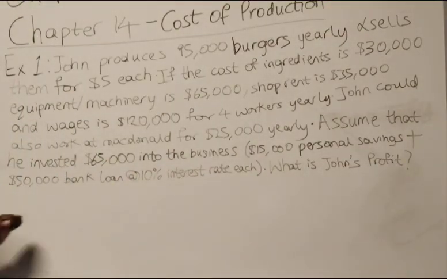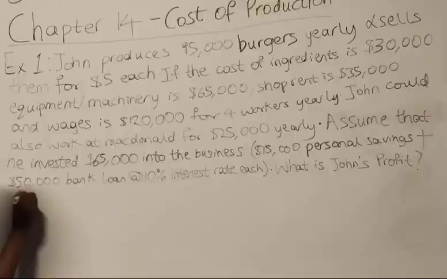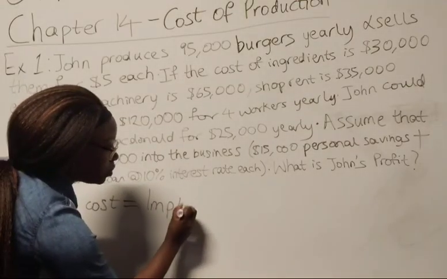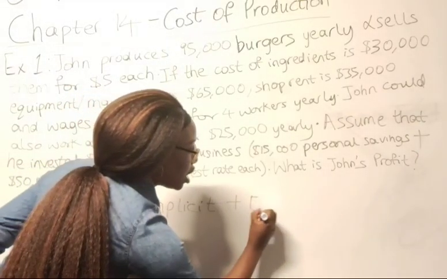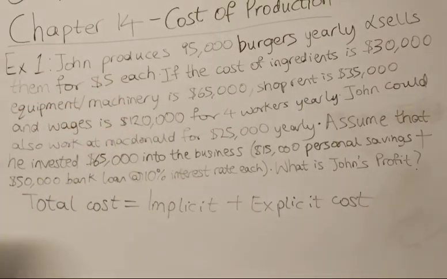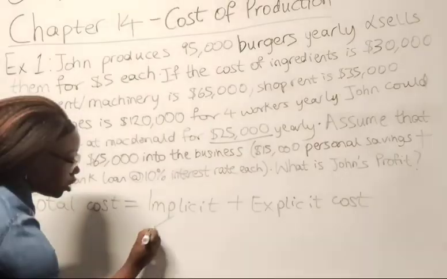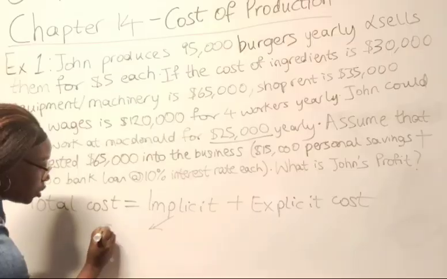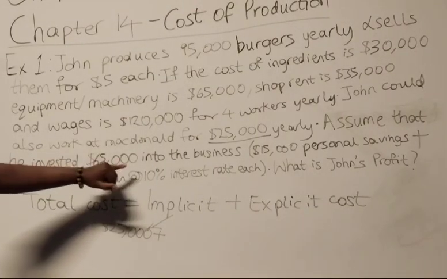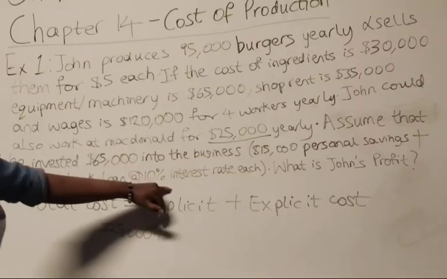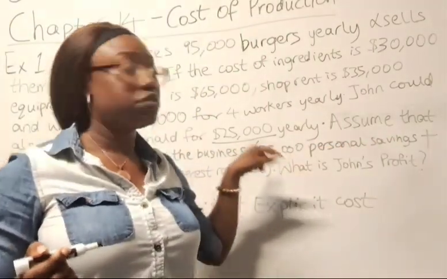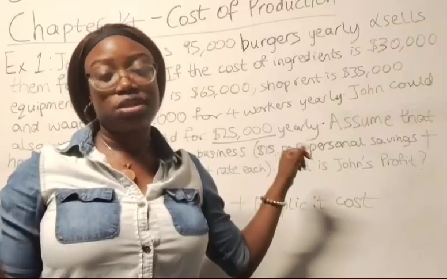So basically, the first thing we need to do is calculate total cost. So total cost is equal to your implicit cost, we just talked about this, plus explicit cost. Now, according to this example, what is your implicit cost? You have $25,000, which is the alternative use of his time. What else could he be using his time for? So remember, when starting the business, he invested into the business, and this investment comes at an interest rate, right? So if he did not start the business, he would still have had his personal savings of $15,000 that could have been earning interest in the bank, okay?